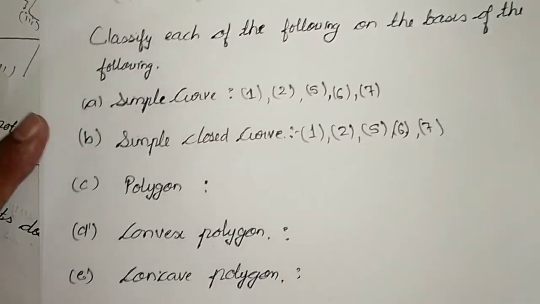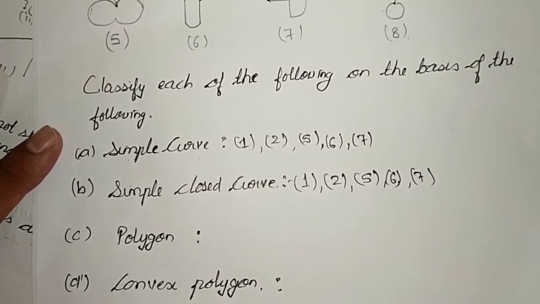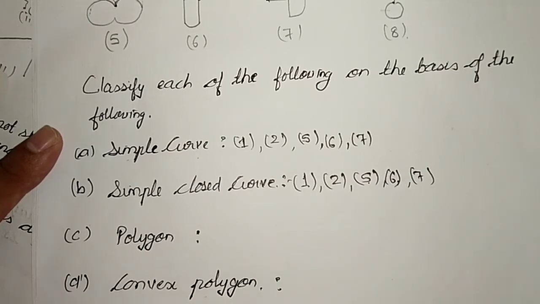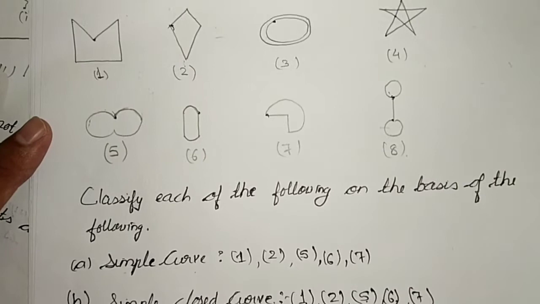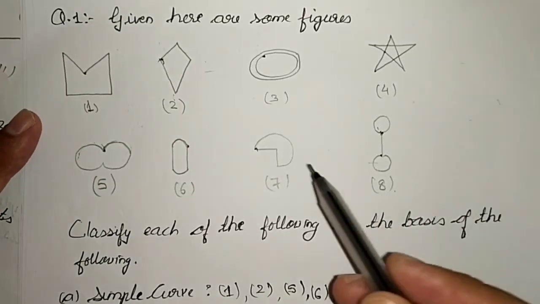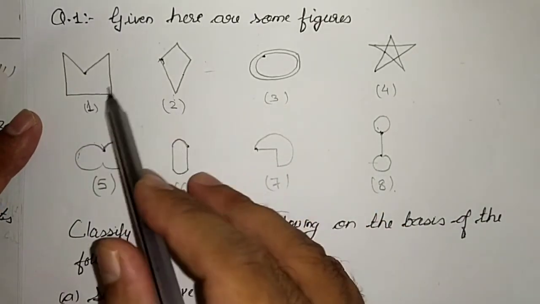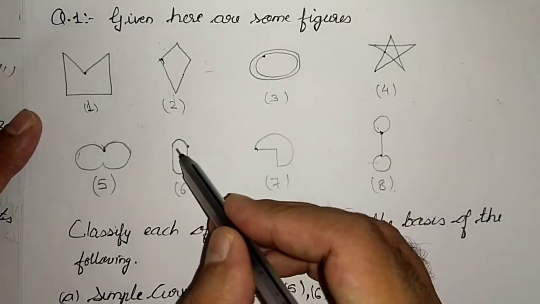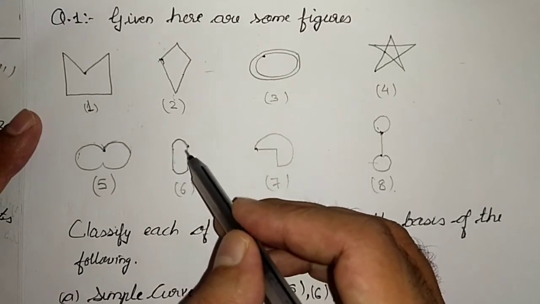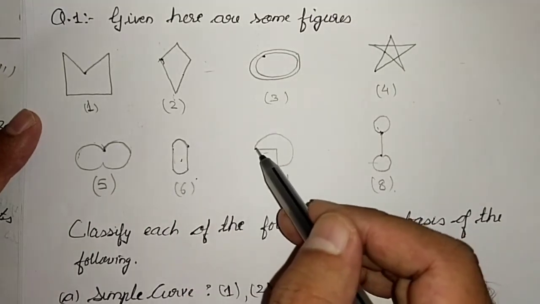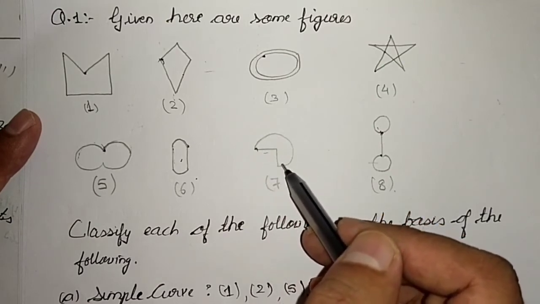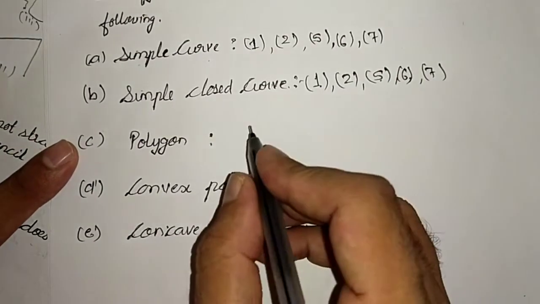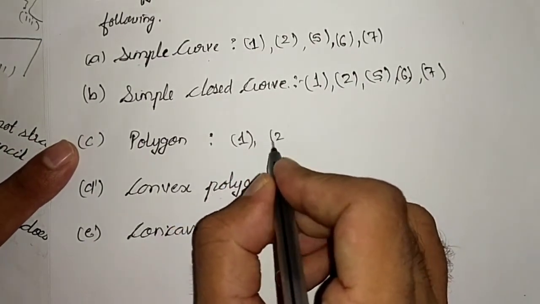Now polygon. Polygons are simple closed curves. 1, 2, 5, 6 and 7 are simple closed curves, but the second condition is that it is made up of only line segments. So let us see 1, 2. 1, 2 are made up of line segments. 5 is not made up of line segments. 6 is made up of line segments and a curve. So it is not a polygon. Here there are line segments and a semicircle. So this is also not a polygon. So our polygons are 1 and 2.